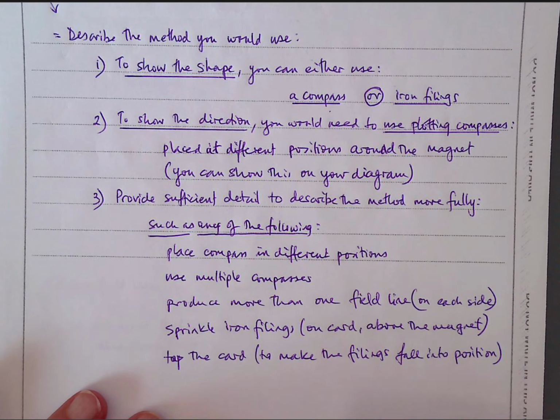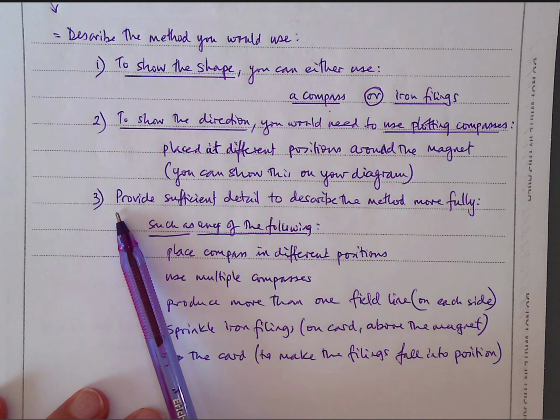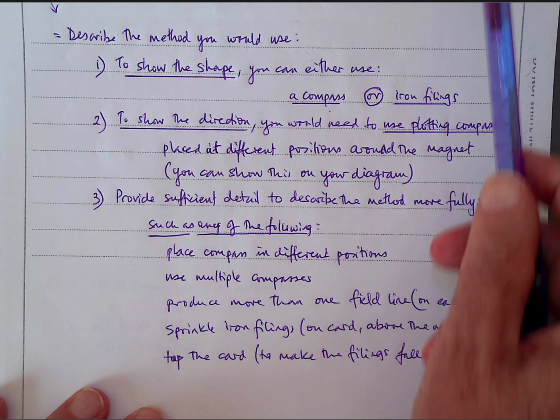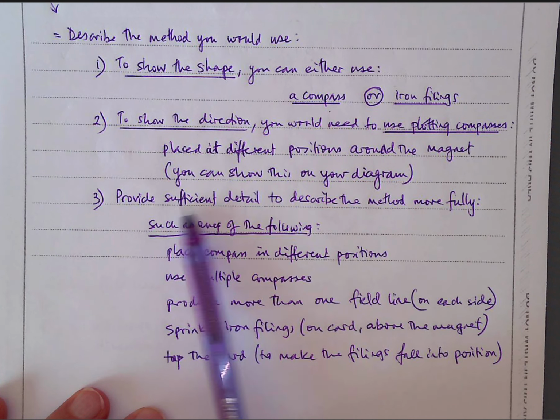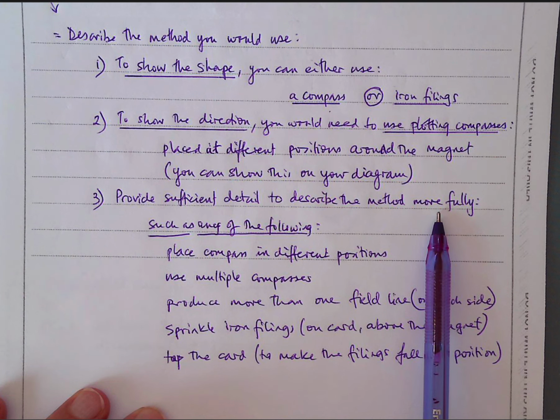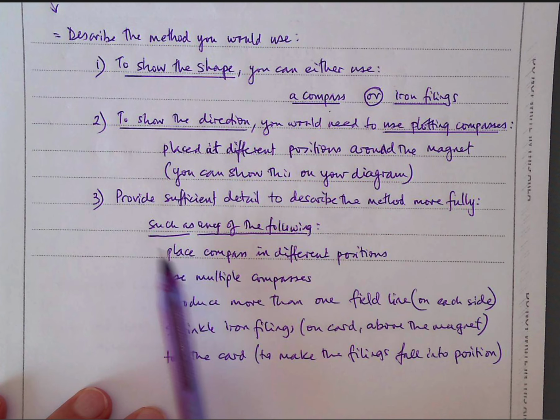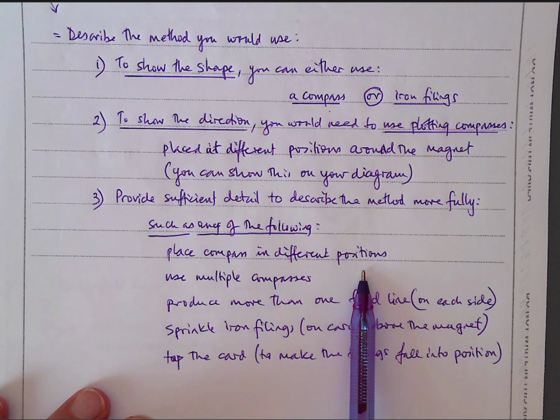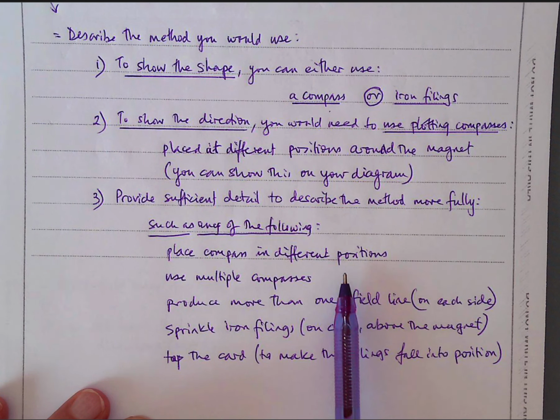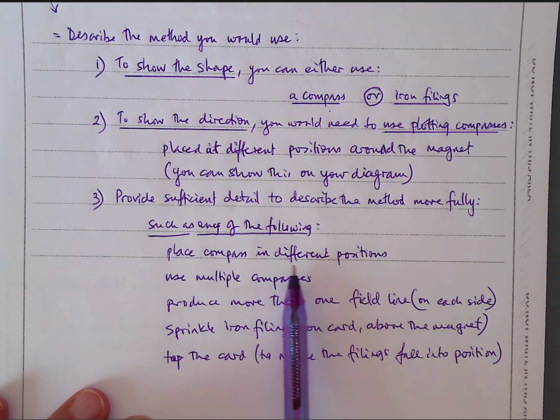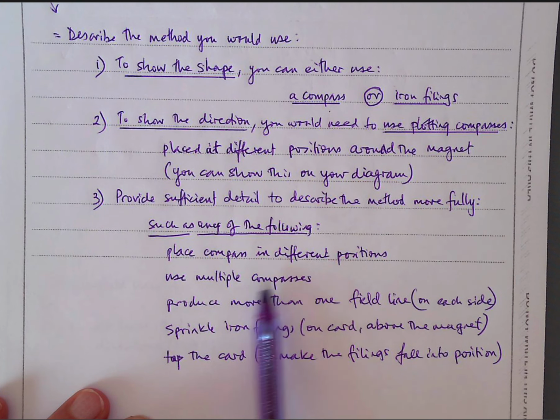So describe an experiment means you have to write your method, and the method requires sufficient detail. For the 3rd mark of this question, you have to provide sufficient detail to describe the method more fully, such as any of the following. Place the compass in different positions, so you don't just say that the compass will show the arrow direction. You do need to mention that the compass is important for being able to tell the direction.